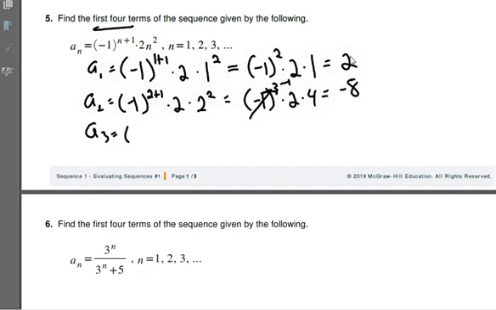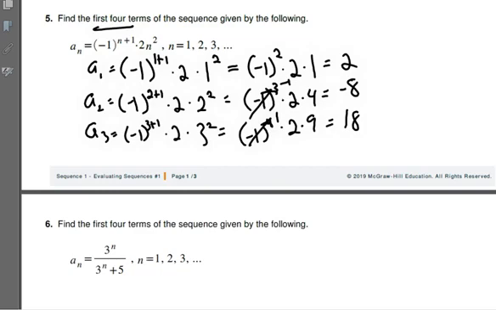So that's kind of interesting. We went from a positive number to a negative number. Let's see what the future holds for us here. So a sub 3 is -1 to the 3 plus 1 times 2 times 3 squared. So that's -1 to the fourth, which is a negative times a negative times a negative times a negative. So that's a positive times a positive, which is a positive. So 2 times and then 9. So we have a positive 18. So this is kind of cool. We went a positive, then a negative, then a positive.